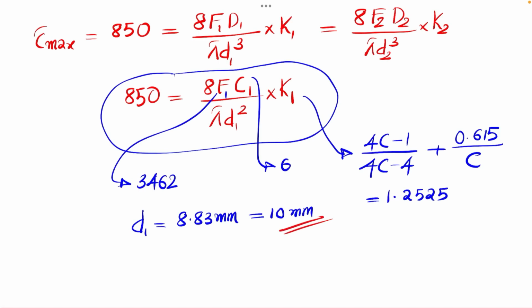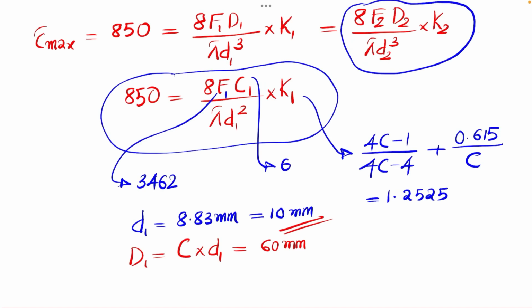So we will be standardizing it to the next higher value, which is 10 mm. So from here we obtain the value of d1. Then capital D1 we can evaluate, which is simply the spring index C into small d1, and spring index is 6, so it will be equal to 60 mm.